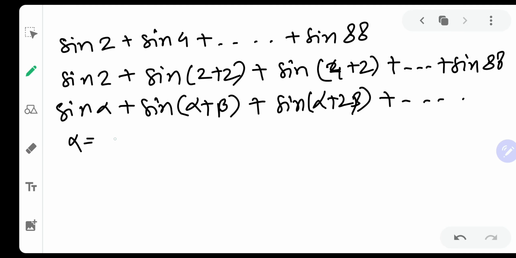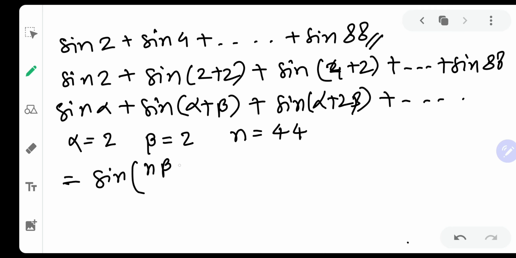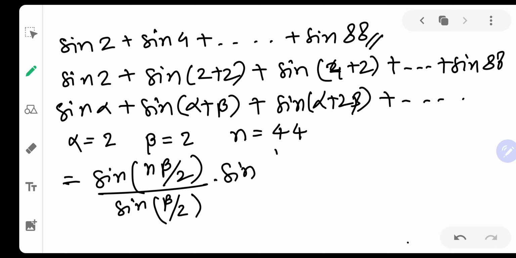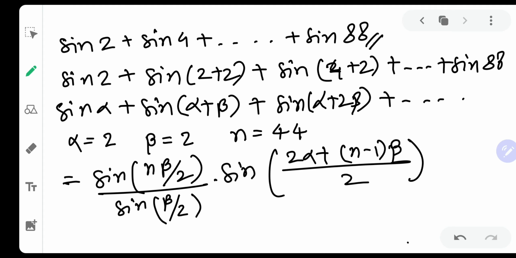As you can see, alpha is the first term, 2 degree, beta is the common difference, 2 degree, and n is the number of terms. Last term is 88, which divided by 2 will be 44. Sine AP series has the formula sine of n beta by 2 upon sine of beta by 2 into sine of 2 alpha plus n minus 1 beta, the whole by 2.